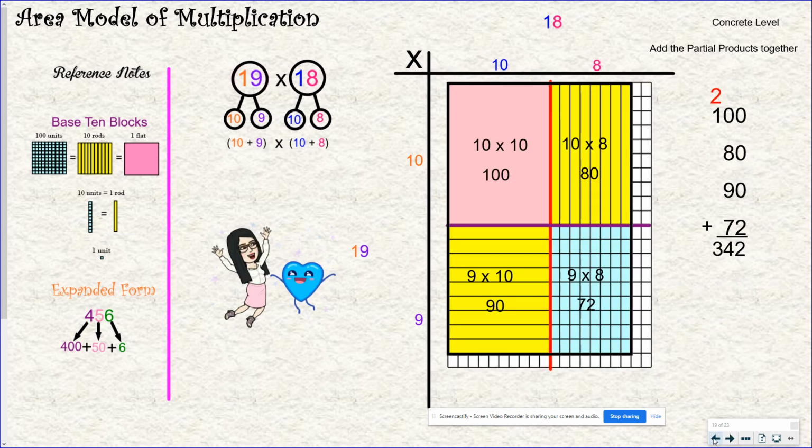Now we're going to add the partial products together. So we are going to take 100 plus 80 plus 90 plus 72. These are called partial products. They're a part of the total product. So 100 plus 80 plus 90 plus 72 gives me 342. So I know 19 times 18 is 342.